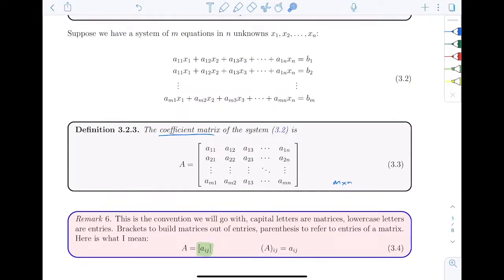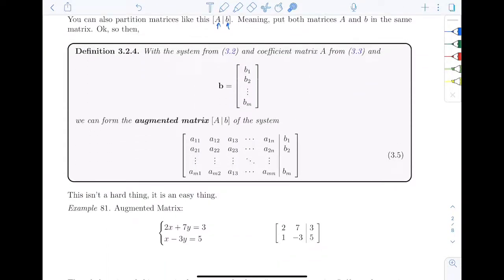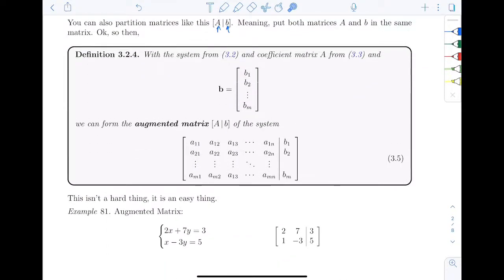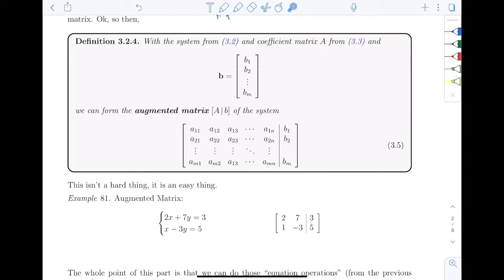So here's my system back here, with m equations and n unknowns. We're going to define the augmented matrix. The augmented matrix is this [A|B] thing, where we're essentially taking the coefficient matrix with a little bar, a little partition, and putting the B matrix over here. It's called an augmented matrix, and this is really just a fancy way of writing a system without any of the variables or any of the signs.